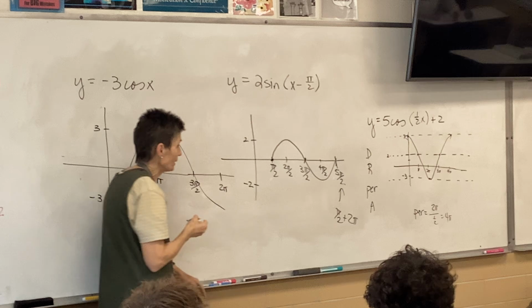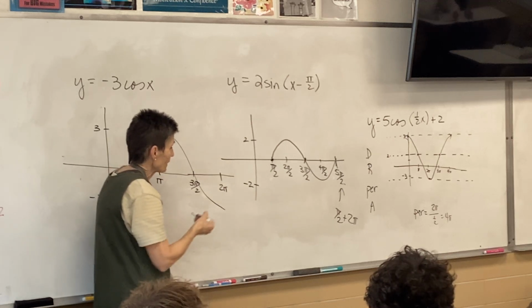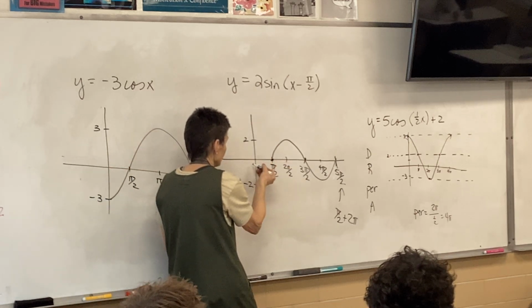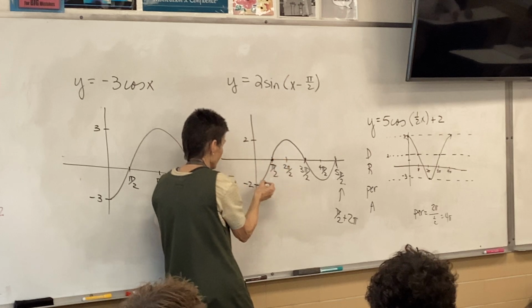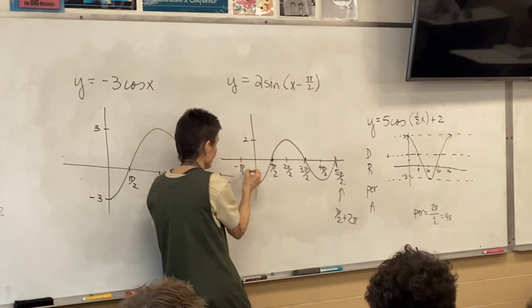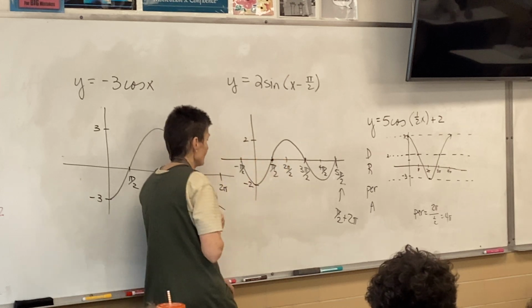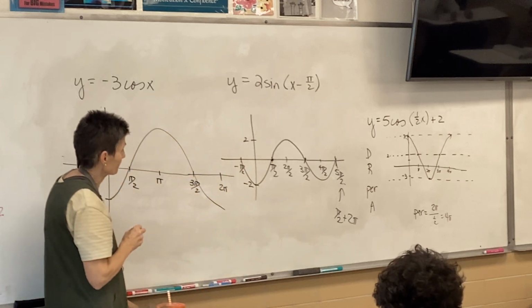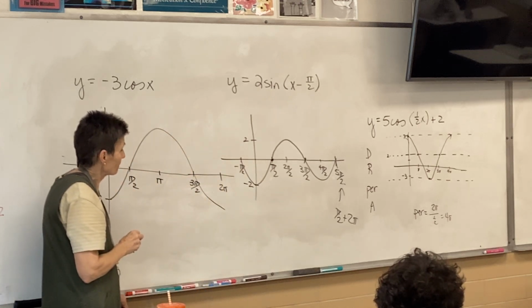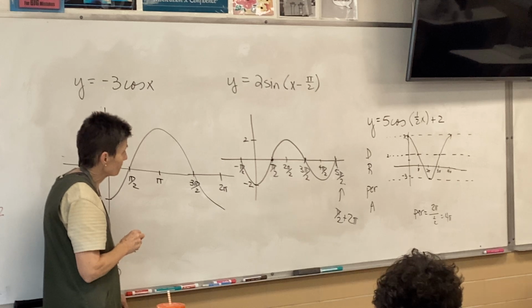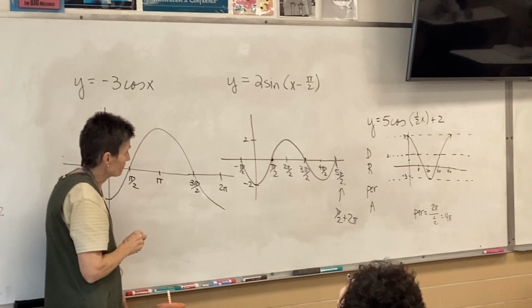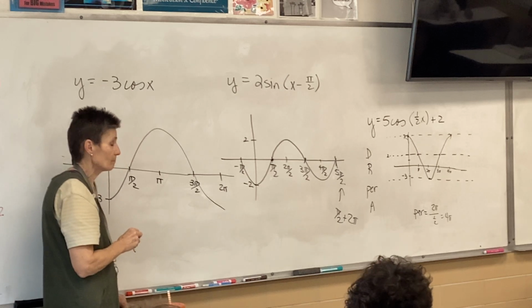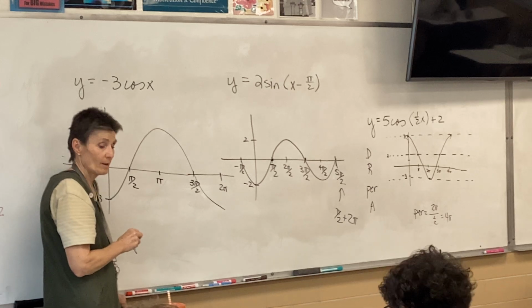So as you are labeling, if we go this way, 0, and then negative pi over 2, and so on. Is that all right with everybody?